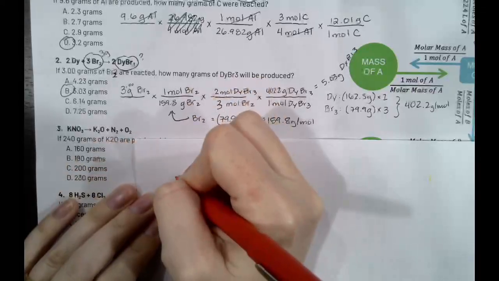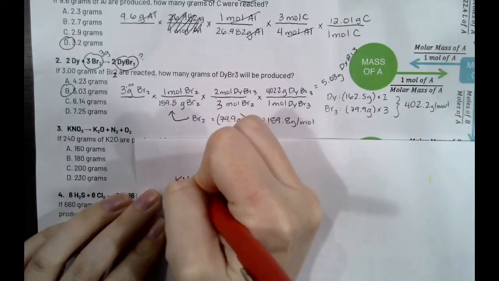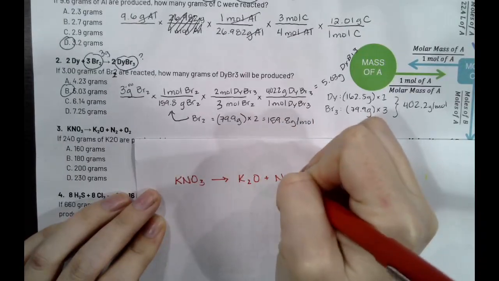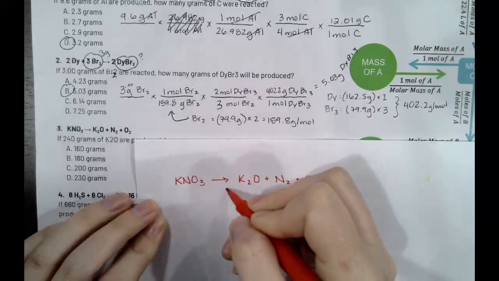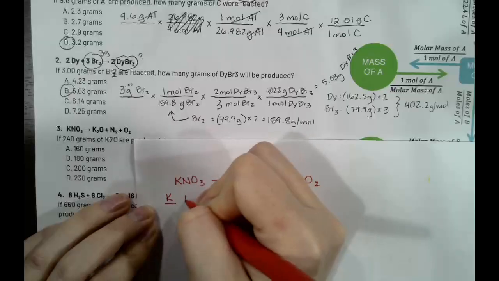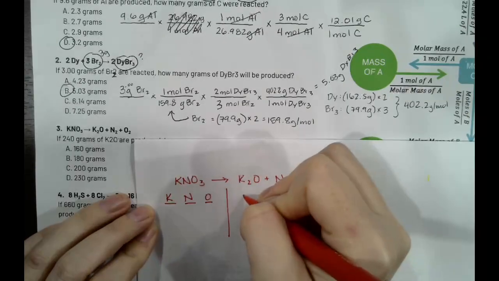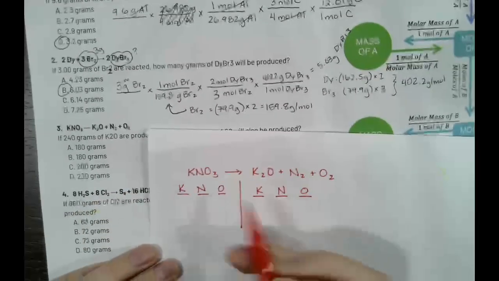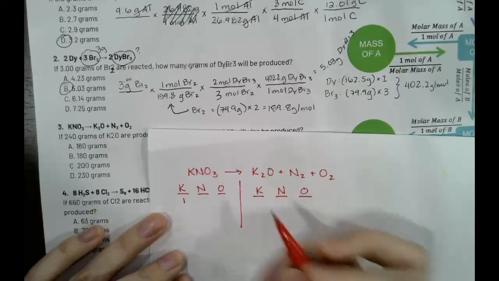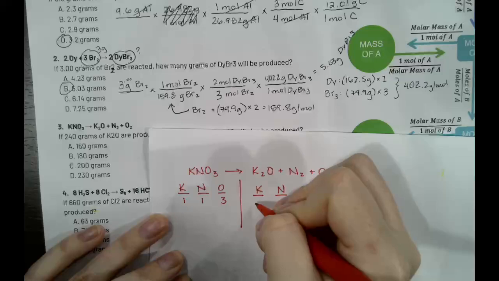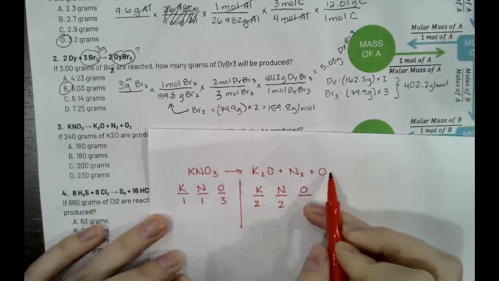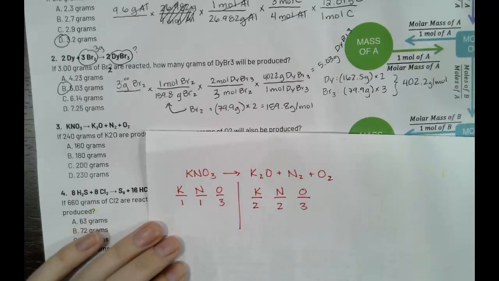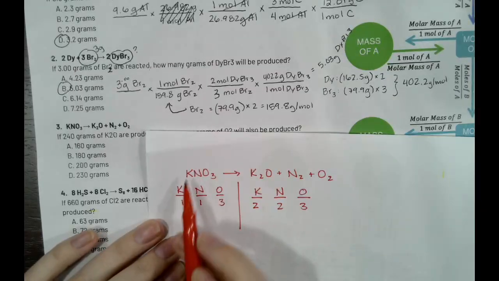So what I would do is rewrite it. KNO3 yields K2O plus N2 plus O2. Draw a line, list all the things I see: potassium, nitrogen, oxygen, potassium, nitrogen, oxygen. I try to list them in the same order so that I don't get confused later. 1 potassium, 1 nitrogen, 3 oxygen, 2 potassium, 2 nitrogen, and then 2 oxygen over here and 1 over here makes 3. Okay, this is not looking terrible. Oxygen's already balanced. Let's start with this K.